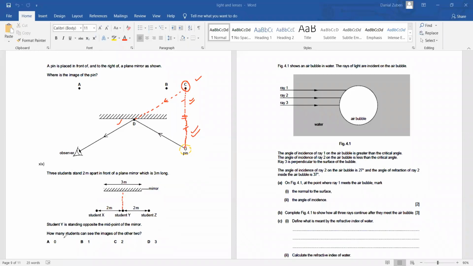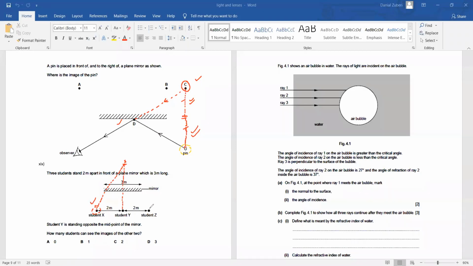So is it no students that can see the image? Is it one student that can see the image? Is it 2 students or is it 3 students? So again, how would I work that? Let's consider this student X as an observer. That means the image of student Y would be here. And from this point here, a straight ray is drawn to the observer's eye. So if it goes straight to student X, it would be visible to student X.